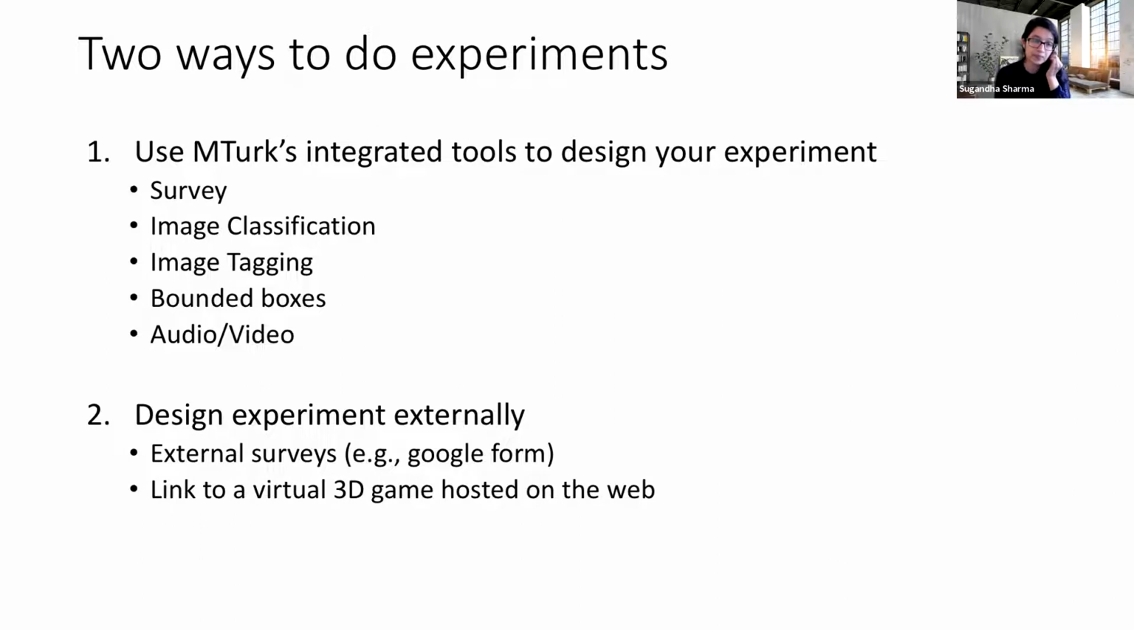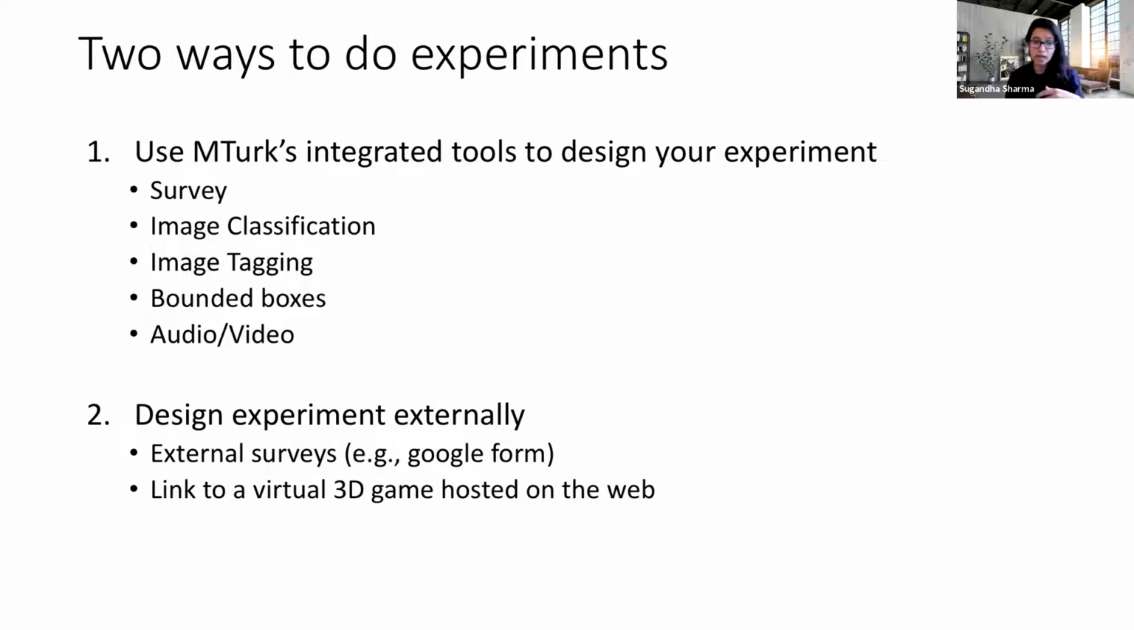So the other way to do experiments using MTurk is where you design your experiment externally, but you use MTurk just to collect data, right? So in this instance, you usually have an external experiment, which could be an external survey, for instance, a Google form, or it could be something like a virtual 3D game hosted on the web, which you might use to study, for example, navigation or exploration strategies that people might use in an environment.